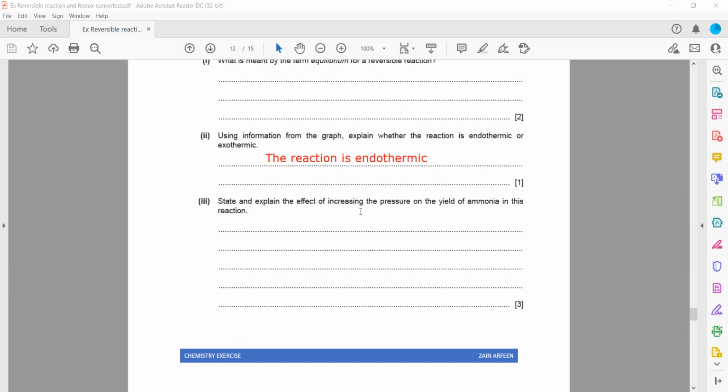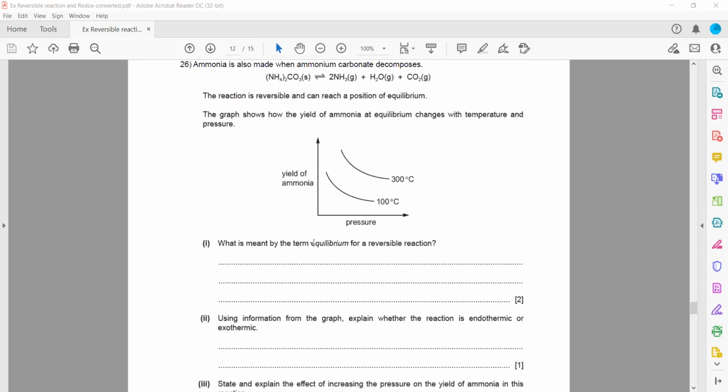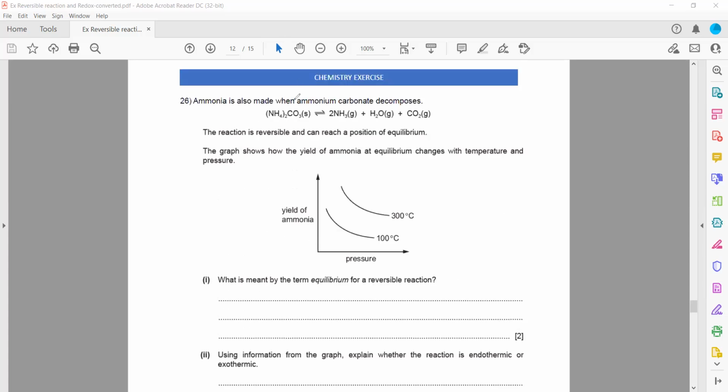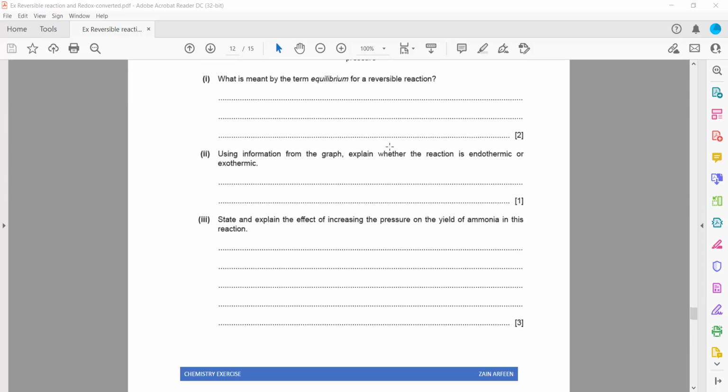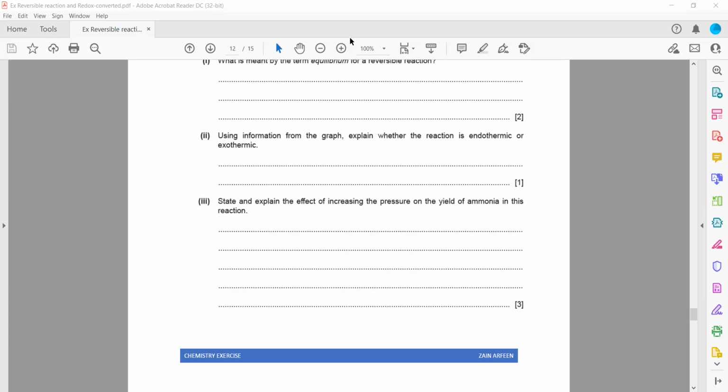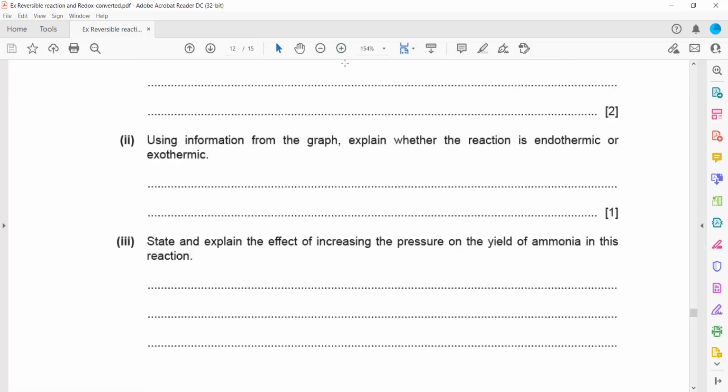State and explain the effect of increasing the pressure. So what is the effect of increasing the pressure? As you can see, here we have a solid, so we don't have any gas particles. Here we have 2 plus 1 plus 1, so there are 4 particles. When we increase the pressure, equilibrium will shift towards the left hand side, so the yield will decrease. The rate of the reaction will increase, but the yield of the reaction will decrease.